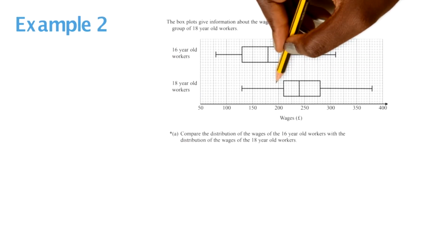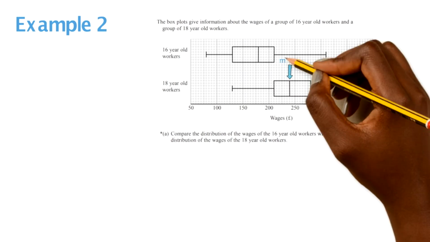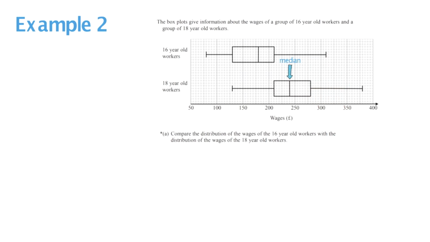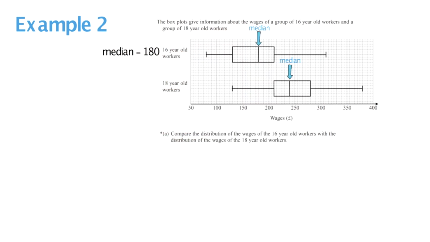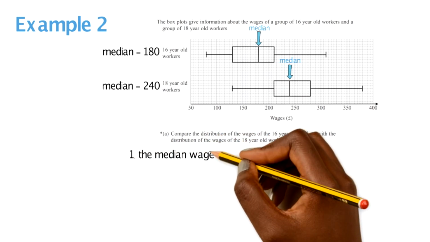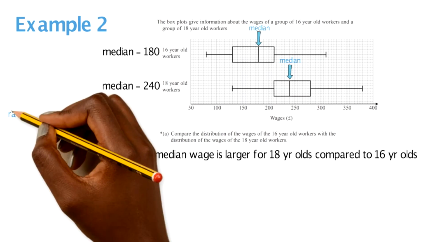Example 2. So again, another compare question. First things first, we're going to compare our two medians. For the 18-year-olds and for the 16-year-olds, the median value is the middle line in between the boxes. So for the 16-year-olds, the median was 180, and for the 18-year-olds, the median was 240. And so I can say that the median for the 18-year-olds is larger compared to the 16-year-olds.